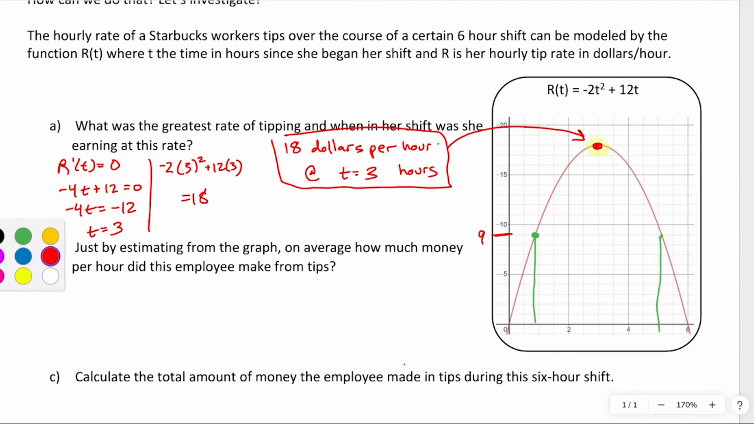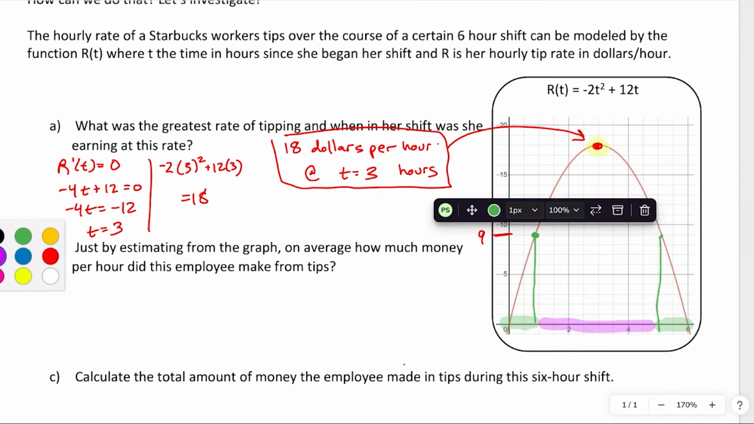Is there more time in green here? You can't really see that very well. Or purple? Purple. I think it is maybe a little close, but I think probably purple, right? There's a little bit more time going on. We'll just approximate 0 to 1, and then maybe 5 to 6. So that's a total of 2 hours, right? And that leaves us with roughly 4 hours in between.